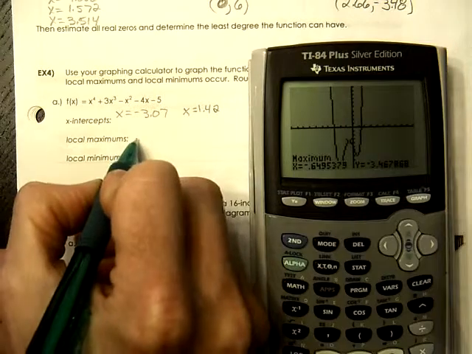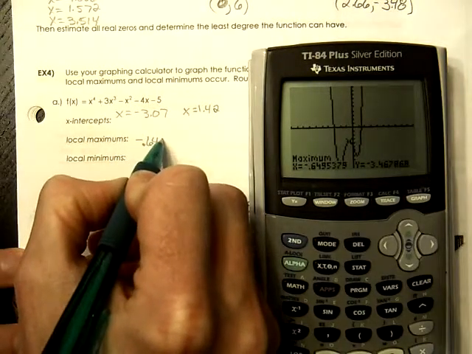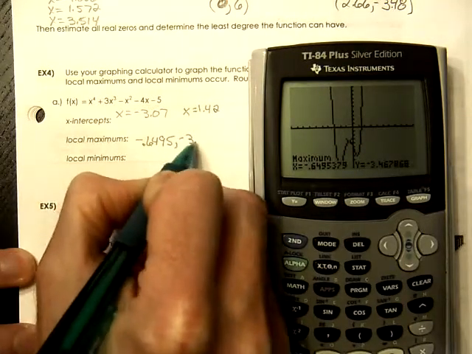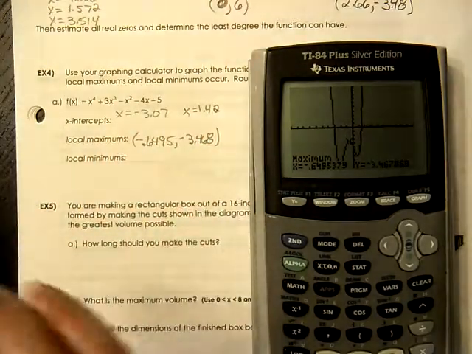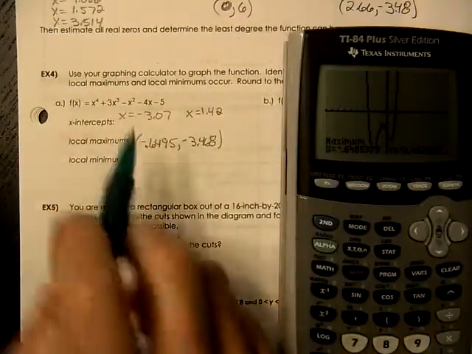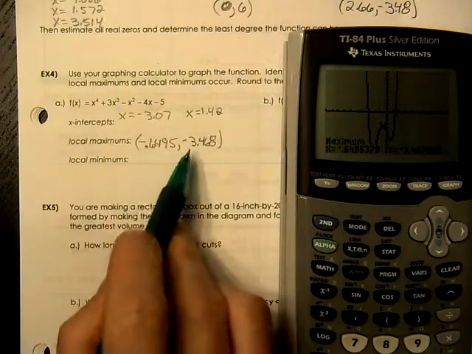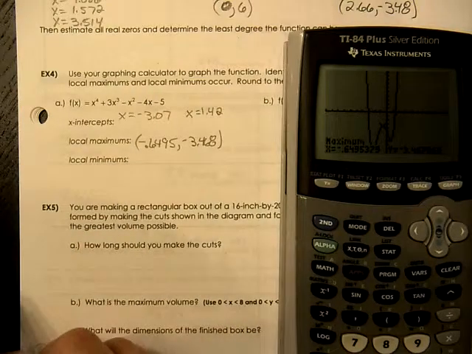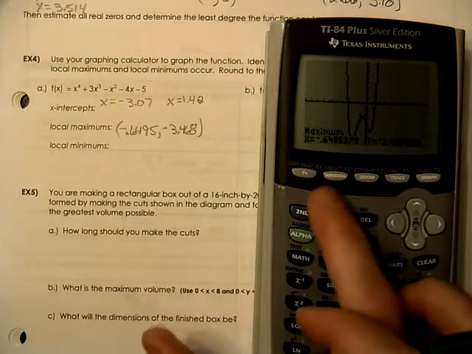And we have a maximum at negative 0.6495 and negative 3.468. The notes say to round to the nearest hundredth, so that's really just 2 points. So you could call this negative 0.65, and this would become negative 3.47. That's fine.